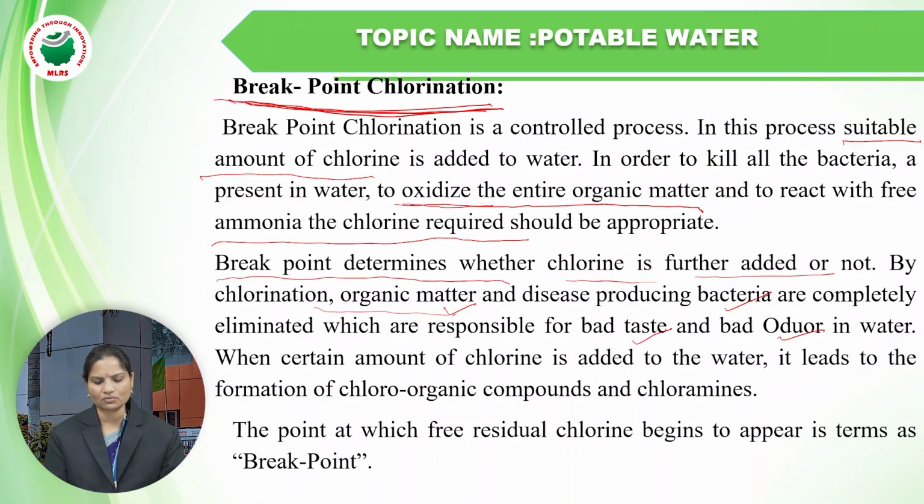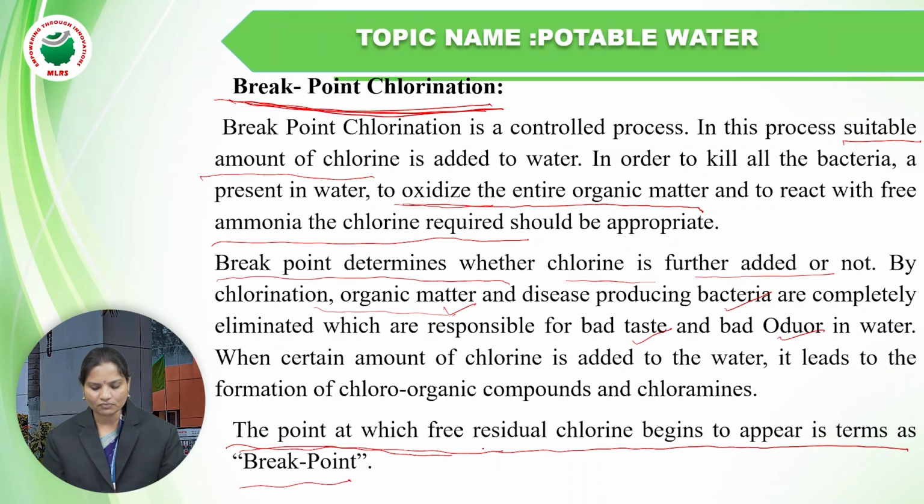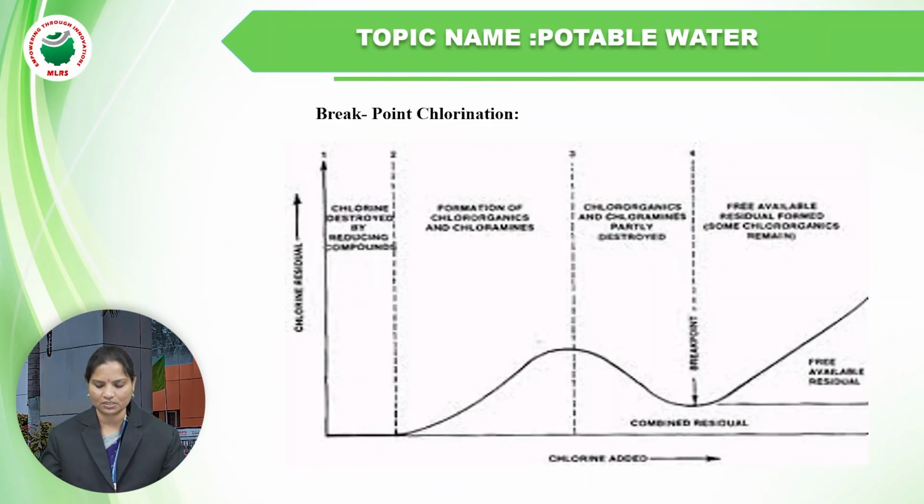Okay, in this process only. So this is called breakpoint chlorination. What is meant by breakpoint chlorination? The point at which free residual chlorine begins to appear is termed the breakpoint. Here we need to use chlorine, by which residual chlorine can appear, hence we call it the breakpoint chlorination process.